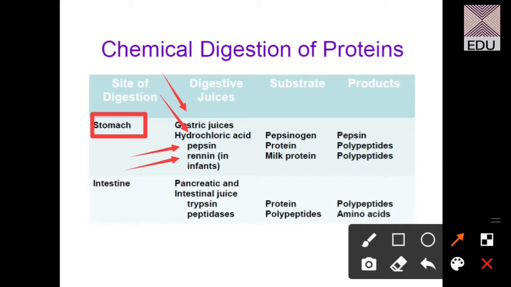So all these enzymes, they are acting on the pepsinogen, the protein or the milk protein, as the case may be. So what is the end product? They may be the polypeptides. Polypeptides means that these are the proteins, but they are smaller in size.